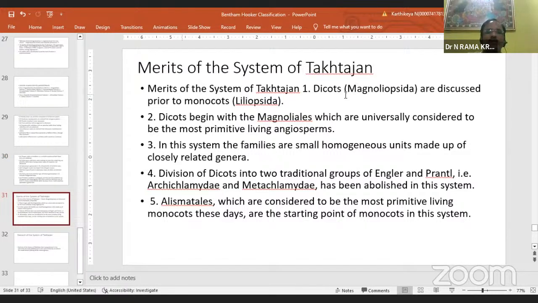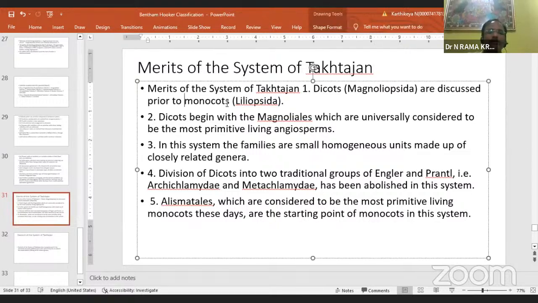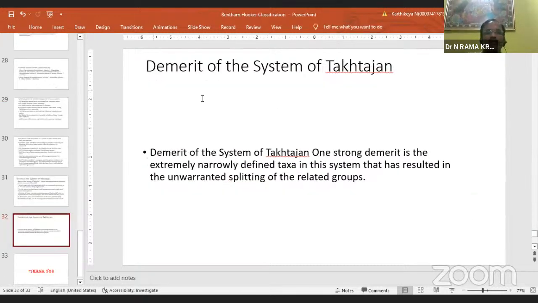Merits of the Takhtajan system: dicots, Magnoliopsida, are discussed prior to monocots. Monocots means here Liliopsida. When you are studying Takhtajan, they do not write monocot, they write Liliopsida directly. Dicots begin with the Magnoliales, which are universally considered to be the most primitive living angiosperms. So these one or two or three points are merits. And here you see the demerits.